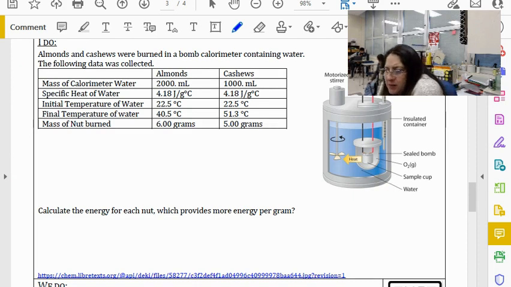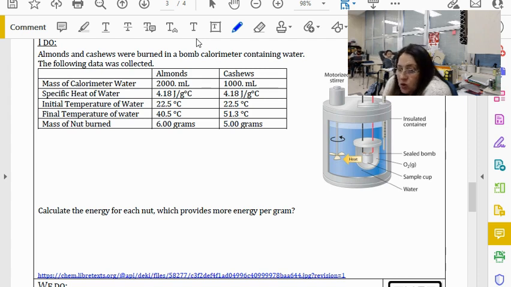So we've got almonds and cashews, and they want to know the energy for each nut and which provides more energy per gram. Okay. I love almonds. Never mind, I bet you it's cashews. I love cashews too. They both have to be extra soft.